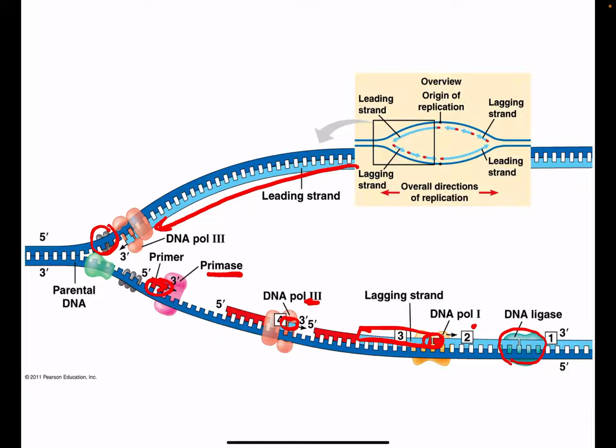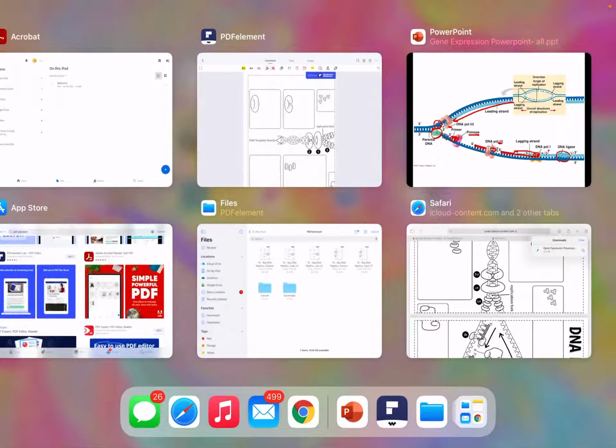Single-stranded binding proteins holding it all open in the replication fork. Polymerase 3 again here bringing in those nucleotides. This guy would be topoisomerase, helping to relieve some of the tension on the tightening of those coils in the replication fork. Okay, so lots of really important players.